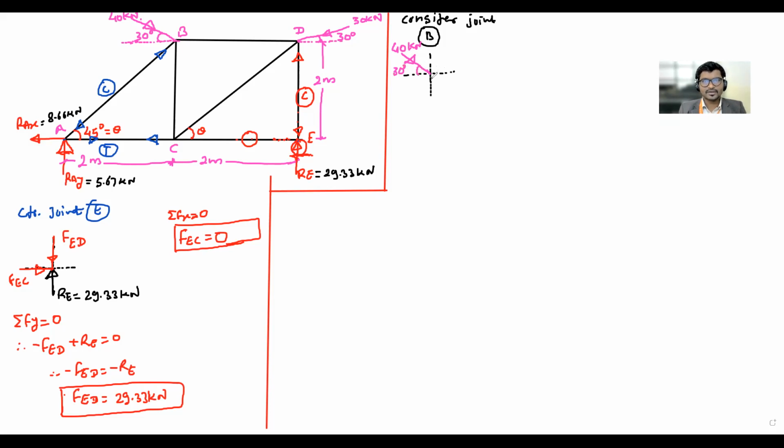Okay, then how many members and in which quadrant they are? Member AB. In which quadrant? Third quadrant. So I would like to go for that member. What about the angle of the member AB with horizontal? 45. Right, this angle we want to have, it is given to us 45 degree.